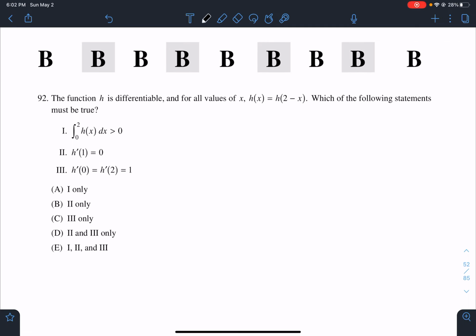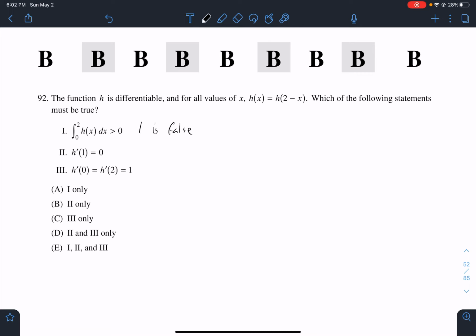All right, so last multiple choice question. h is differentiable, and h of x equals h of 2 minus x. So statement 1 says the integral from 0 to 2 of h of x is greater than 0. I don't think we have enough information to infer that. So 1 is false, because h of x could go below 0. It could be completely negative, and we have no way of telling just from knowing that h of x equals h of 2 minus x. We would need to know some values of the function.